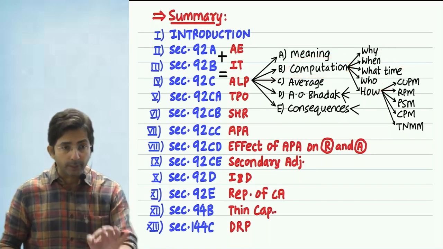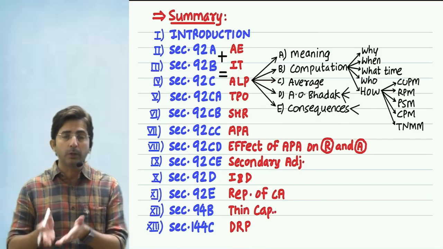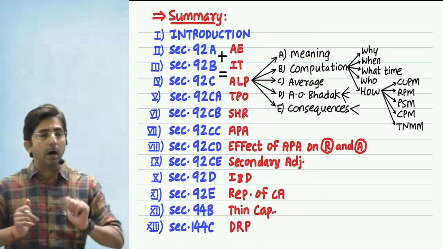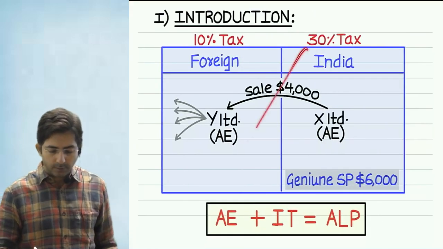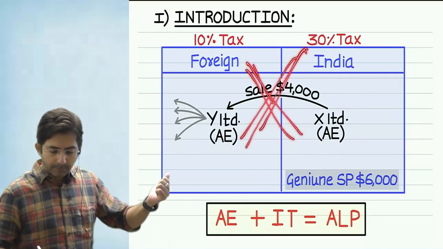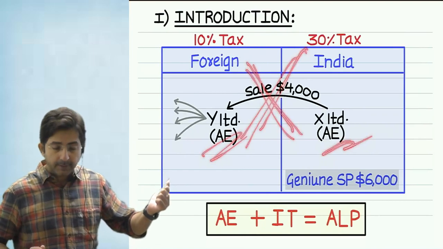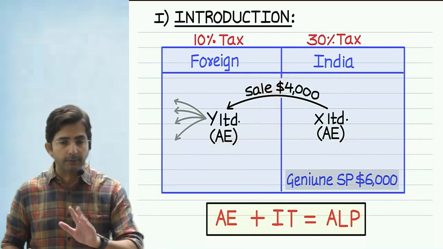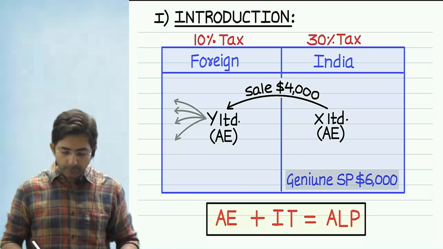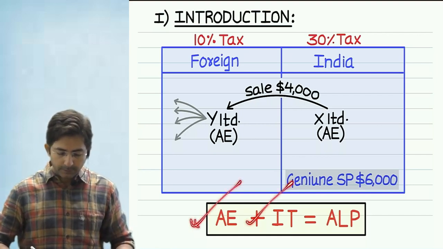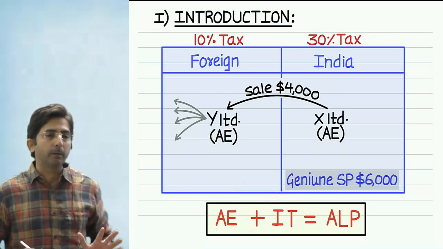Why to compute ALP, when to compute, who will compute, at what time to compute, and how to compute. So why to compute ALP? Because the government does not trust this price. Since the government does not trust the price charged by the assessee to its AE, we have to find out the true price. And then when to compute ALP? Whenever these 2 conditions are satisfied: AE plus IT, then compute ALP.